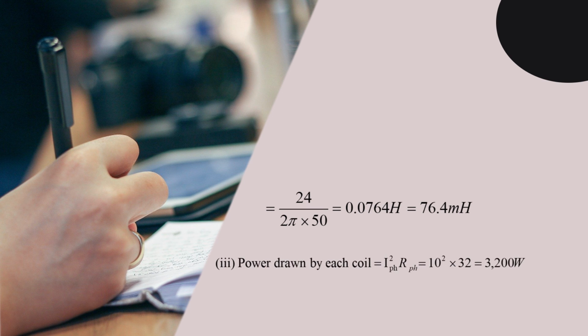So power drawn for each coil can be written as I phase square into R phase. So the value of I phase is 10. Just square it, multiplied by 32. So it comes 3200 watt. Now suppose you are asked to calculate the power drawn by the circuit. So if you want to calculate the total power drawn, you just multiply the power drawn by each coil by 3. So just multiply 3200 by 3. So whatever quantity you get, it will be the total power drawn by the circuit.